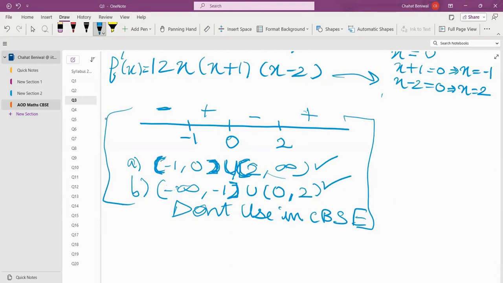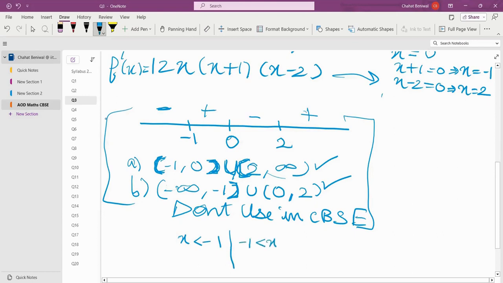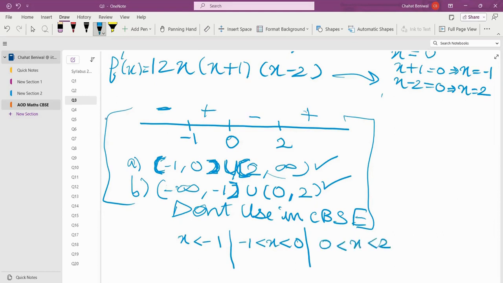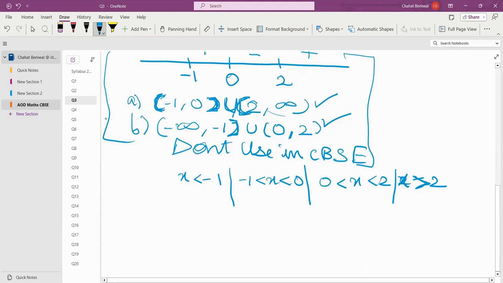Not graph, one table. So when x is going to be less than minus 1, when x is going to be between minus 1 and 0, and x is going to be between 0 and 2, and when x is going to be greater than 2. That's satisfied. Okay, so till here, this is basically a shortcut. You can just see plus minus, but don't do that in CBSE. Do till finding the factorizing the derivative, and then here you are going to write f dash x.